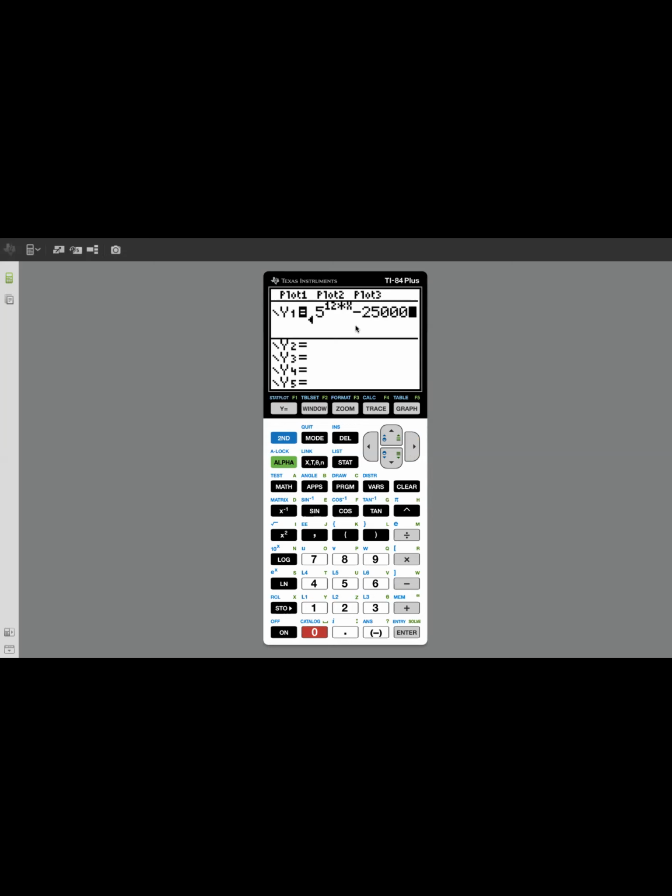Now I need to graph this, but before graphing anything, I want to think about the window. If the window is not provided to me, I have to think a little bit about how to get a proper window so that I can see what's going on. If I can't see the 0, I can't find the 0. So to think about the window, always do this, guys. Hit second table.